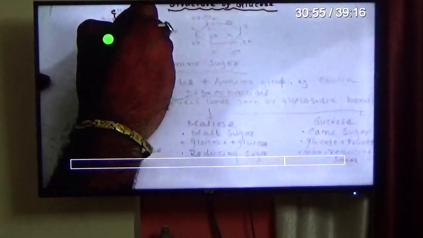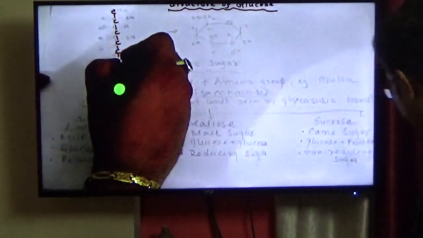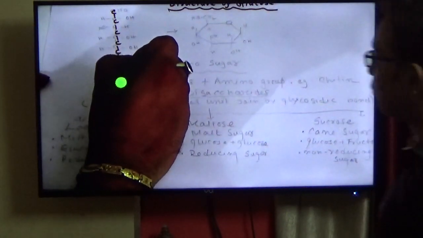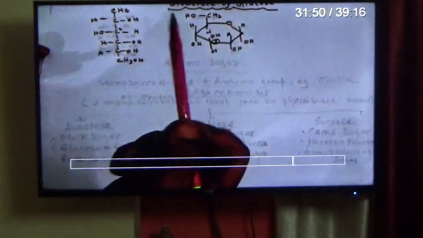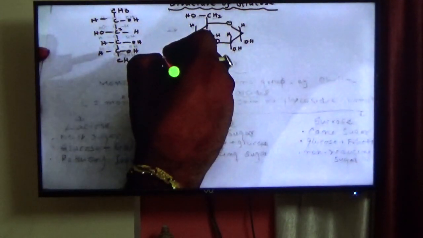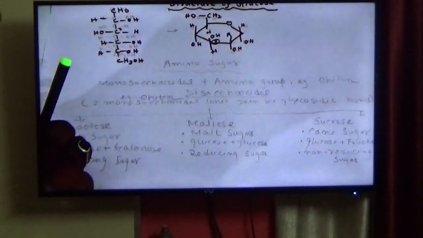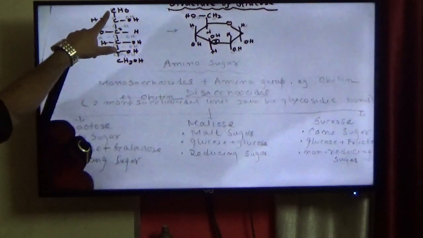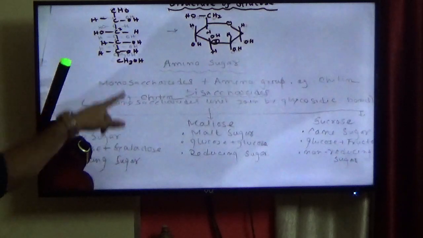Now we discuss the structure of glucose. How do you write down the structure of glucose? You know glucose has 6 carbon atoms. So first you write down the 6 carbon atoms in serial order: 1, 2, 3, 4, 5 and 6. In carbon number 1, the aldehyde group is present, that is CHO. So this is the aldose. So 1, 2, 3, 4, 5 and 6.